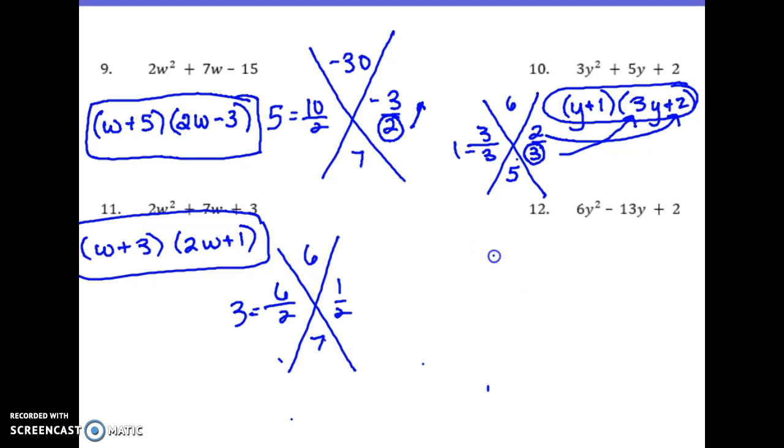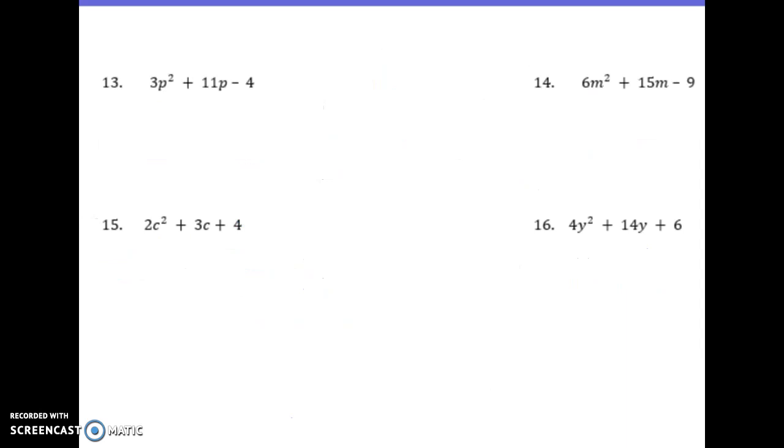You should have gotten for number 12, y minus 2 and 6y minus 1. And the full key is actually out on student view. All right, 13. For 13, you should have an answer of 3p minus 1 times p plus 4. Those are your factors. Okay, 14.